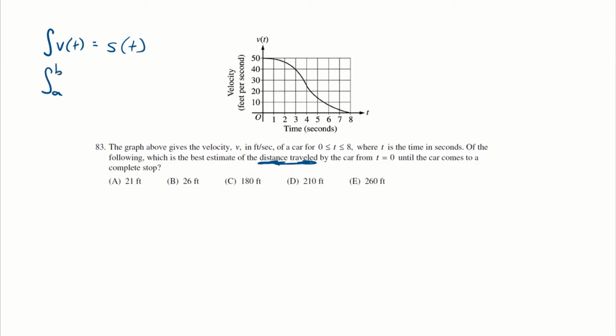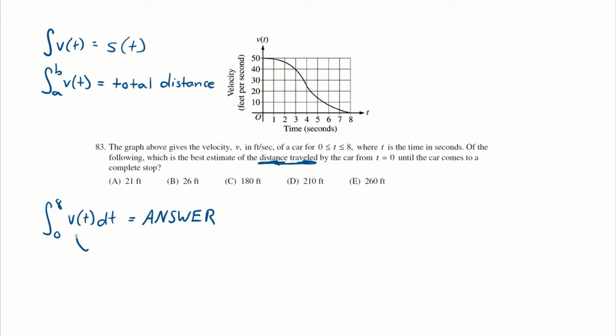So the integral from a to b of v of t is equal to the total distance covered. With that, you're like, okay, easy. So I'm just going to take the integral from 0 to 8 of v of t dt, and that will be my answer, the total distance covered. Problem is, I do not know what my velocity function is. So what does it mean to take the integral from 0 to 8? That is just the area under the curve. So I'm going to look at the area under my curve and start counting blocks. That's what you've got to do in this problem.